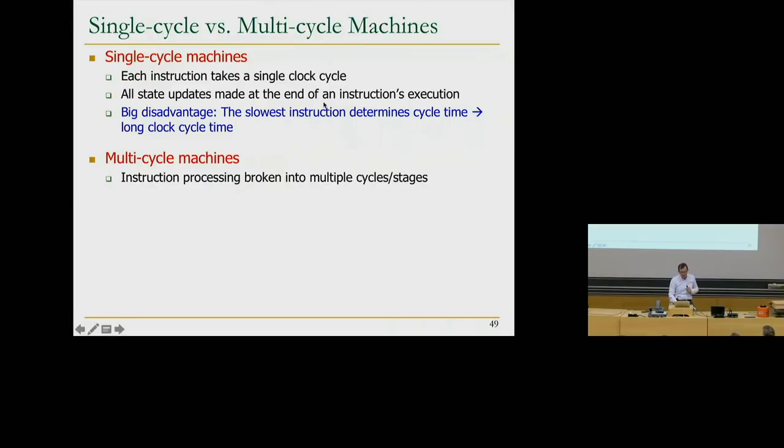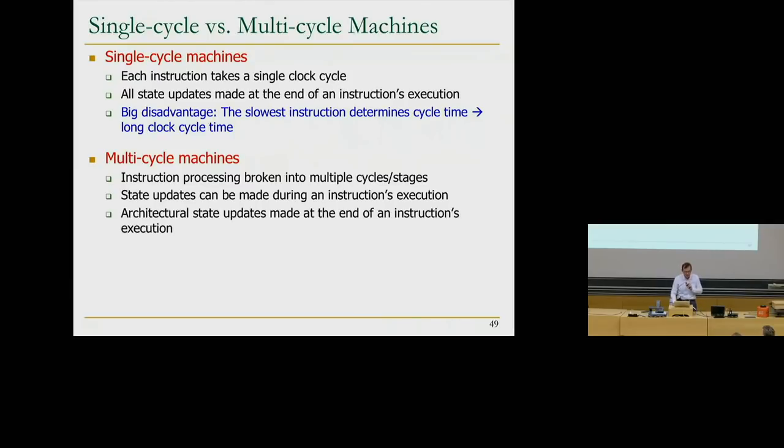You break instruction processing into multiple cycles and stages, and you still can do state updates during an instruction's execution, as long as you don't make them visible to the architectural state. Architectural state updates happen at the end of the instruction's execution. The advantage is now you can break things into smaller, maybe balanced stages, and the slowest stage determines the cycle time. There's a difference between the slowest stage and the slowest instruction. You have control over the stages.